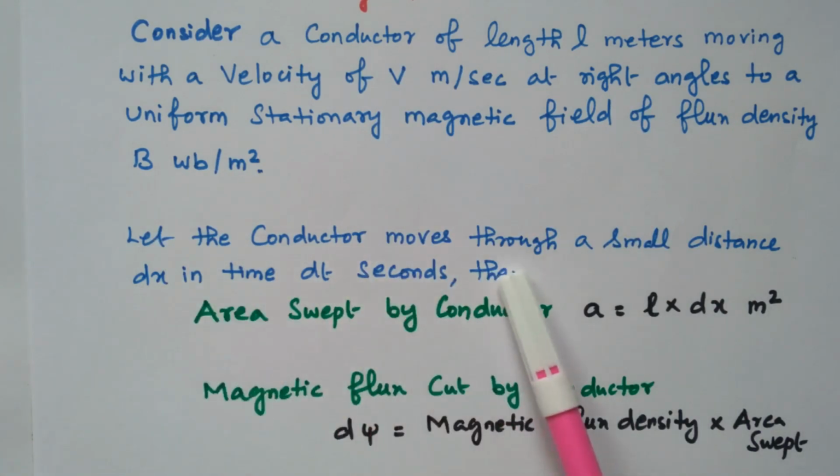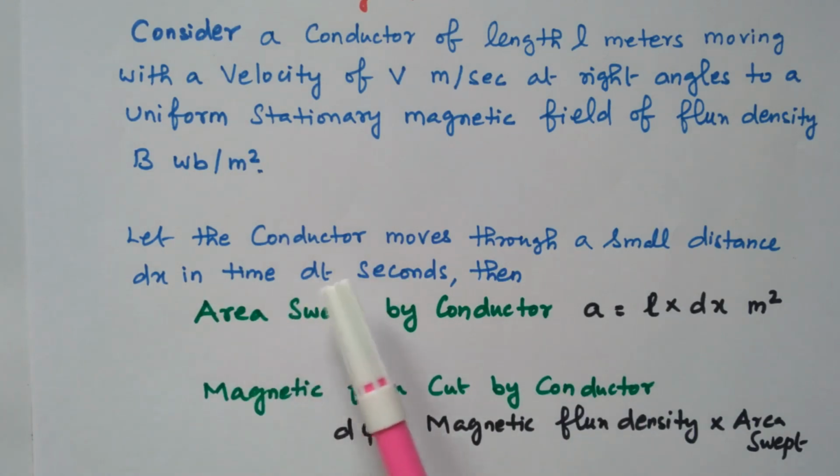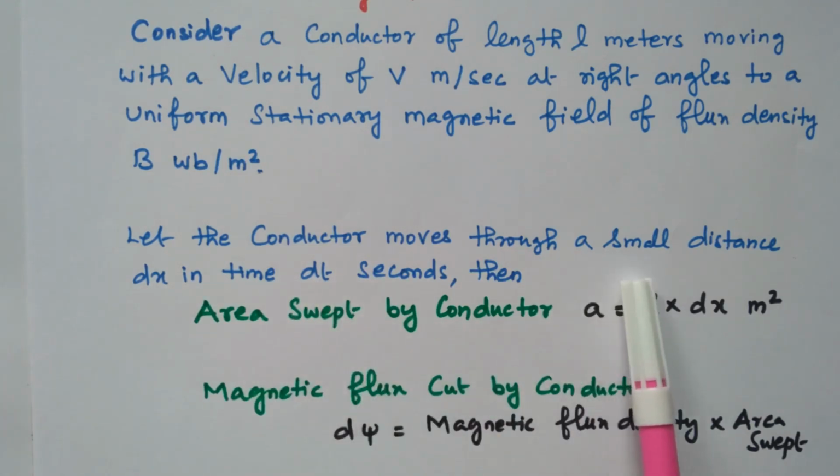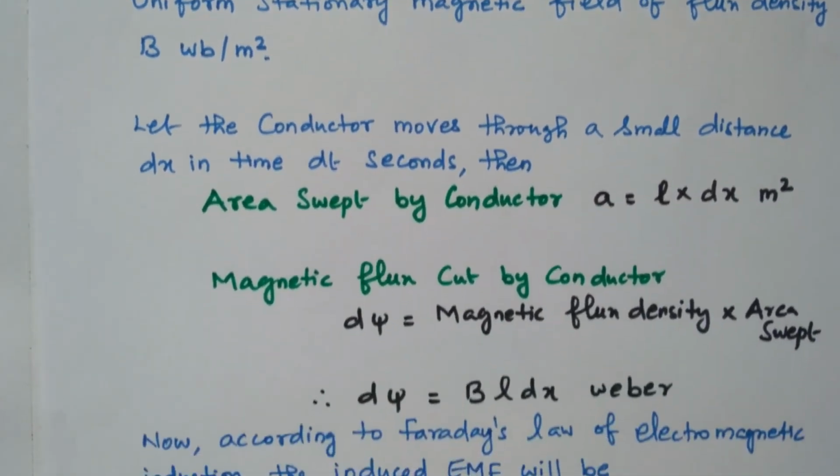Let the conductor move through a small distance dx in a time dt seconds. We assume that the conductor is moving due to flux linkage. Now we assume that the conductor moved by the small distance dx in time dt. Now we will go to the derivation.